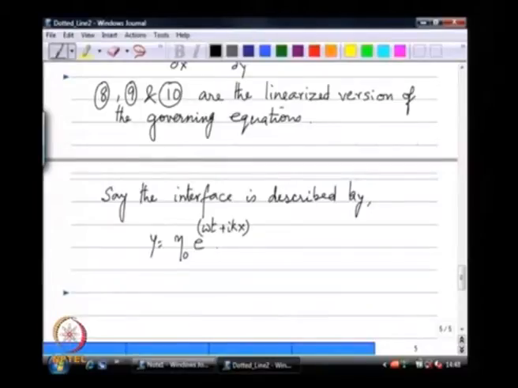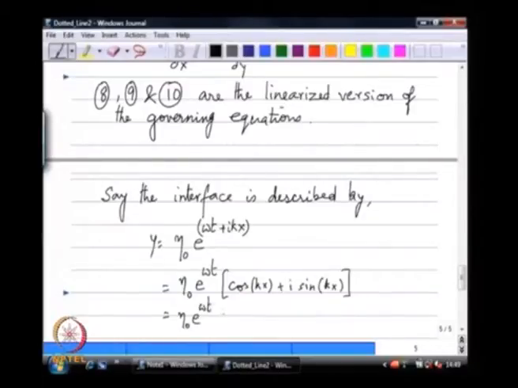Now, where did I get this functional form? I want to make sure we understand that. If I expand this out, I have eta_0 e power omega t times e power i k x, which I can write as cos k x plus i sin k x. If y is a real number, then essentially the real part of this is nothing but eta_0 e power omega t cos k x.